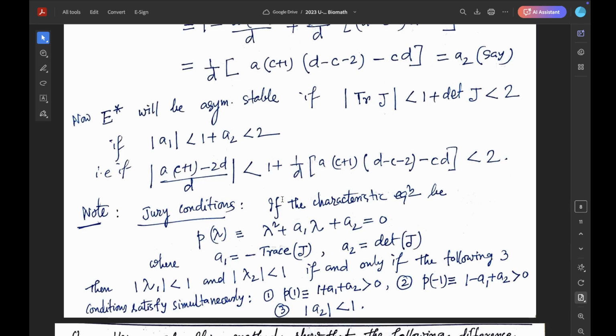Note that Jury's condition is actually out of syllabus, but if the characteristic polynomial P of lambda is equal to this, where A1 is minus trace J and A2 is the determinant J, then modulus of lambda 1 is less than 1 and modulus of lambda 2 is less than 1 if and only if the following three conditions are satisfied simultaneously. First condition: P(1) equal to 1 plus A1 plus A2 greater than 0. Number 2: P(minus 1) equal to 1 minus A1 plus A2 greater than 0. And number 3: modulus of A2 is less than 1. And after simplification we can get this condition is this.